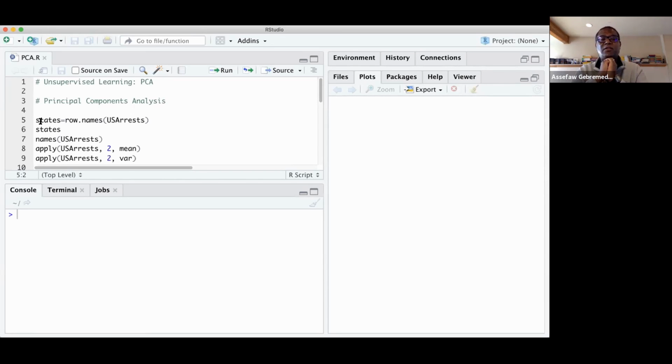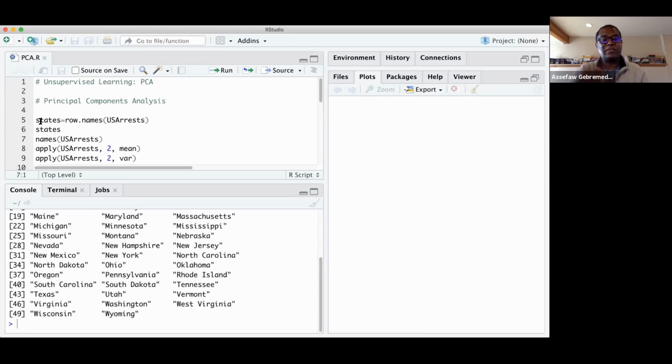And so this USA arrests data set comes along with the standard R package, so we don't need to install any library or anything like that to have access to it, but that's what we will be working with. So let's start by running that, which is what we have here. We have states, where we just store the names. In this data set, when we type it, we can get some information. That's what you get displayed here.